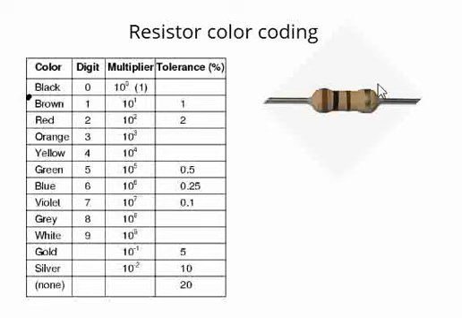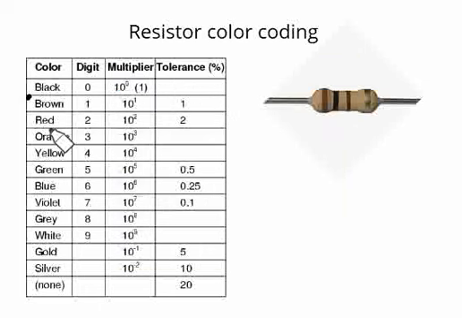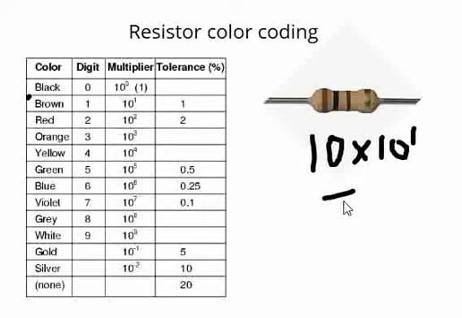Now if we see this resistor, you can see the first one is brown. Brown is 1, so the first digit is 1. The second digit is black, and black is identified with digit 0. The third one is again brown. As we said, the last but one is a multiplier, and brown multiplier is 10 power 1, which is 10. So 10 times 10 gives a value of 100. That means this is a 100 ohm resistor.